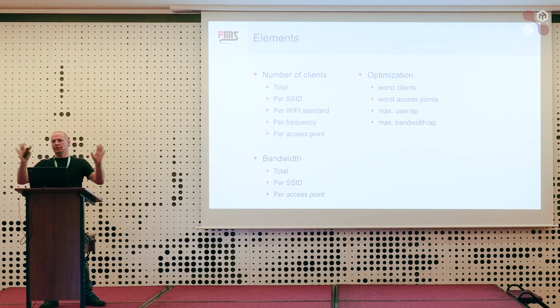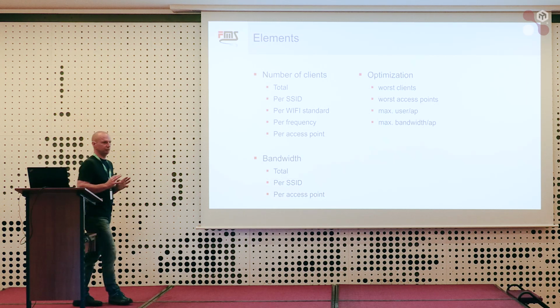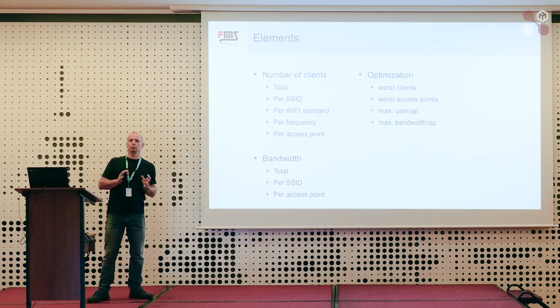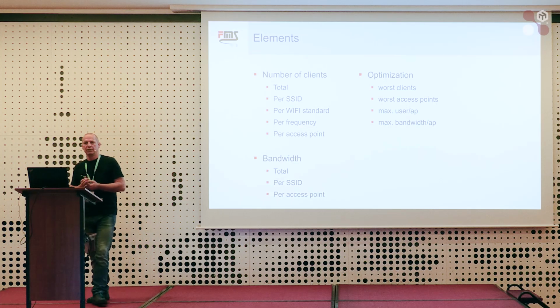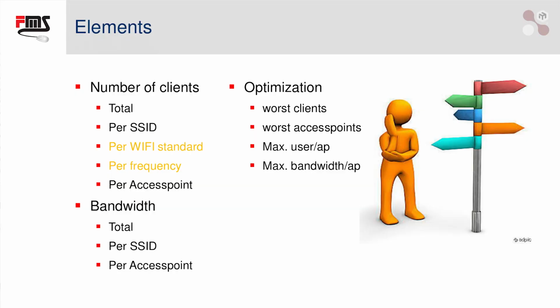If you could have any dashboard for your CAPsMAN that you could imagine, what elements would you like to have there? Definitely a drill down of number of clients and bandwidth by frequency band, by SSID, maybe by access point. And you would probably want to have some elements for optimizing your network, seeing the worst clients, the most crowded access points. All this stuff is available by Winbox, of course, but not at a glance. You have to dig for it. And a dashboard will give it to you right away.